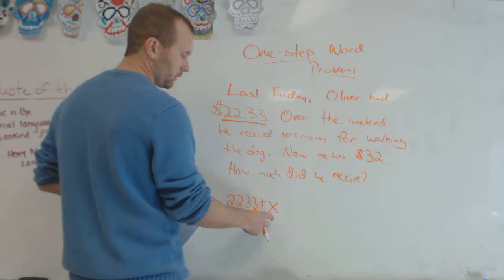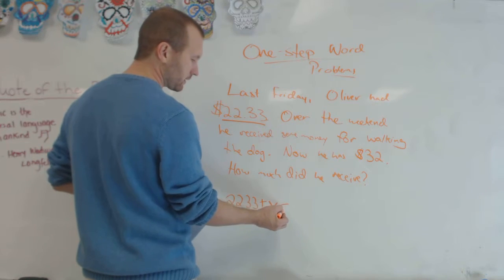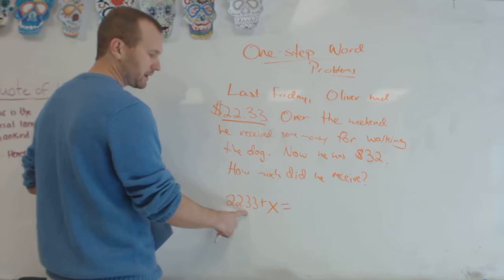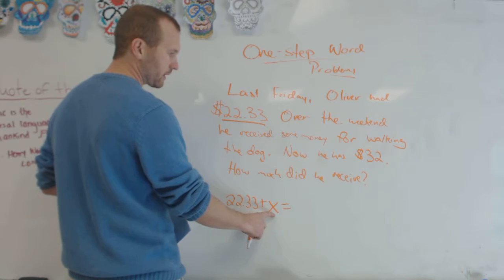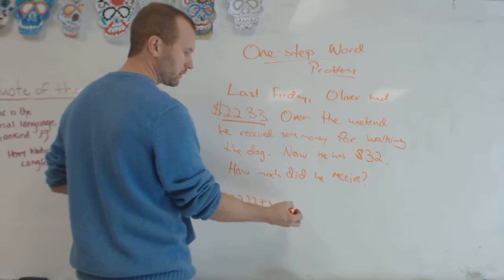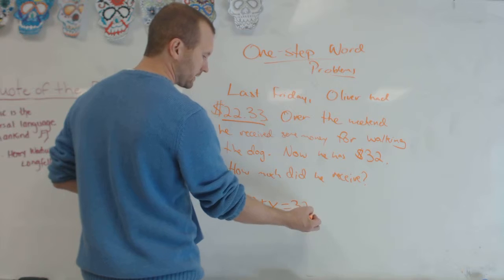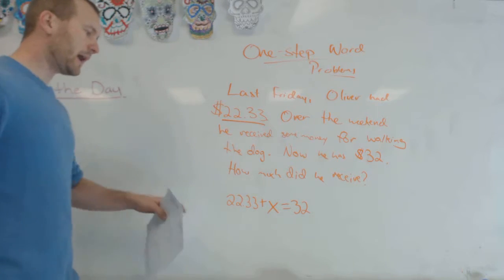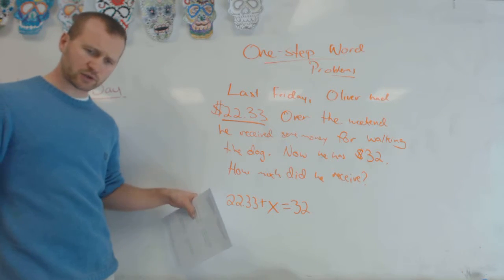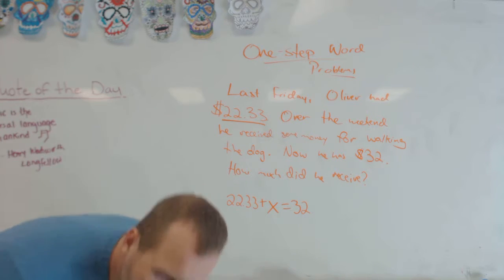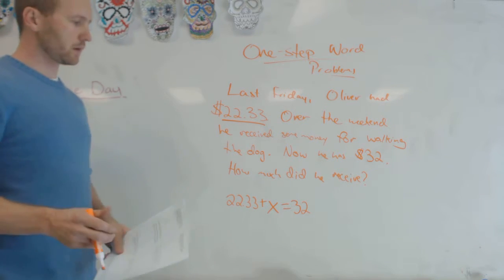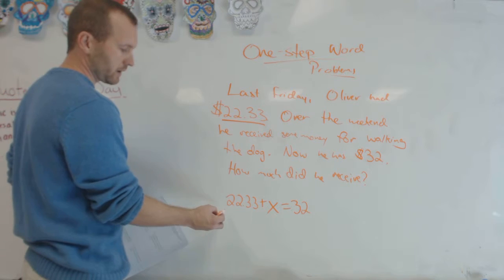What else do we know? Well, we know when you add those two together, the amount that he had plus what he got for walking the dog, that should equal the amount he has now, 32. And now we have a one-step equation that we can solve. How would you solve this particular equation?